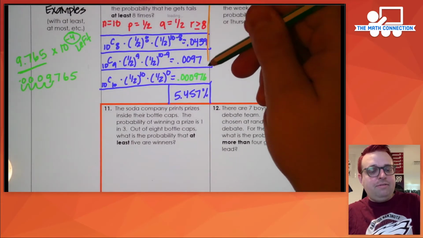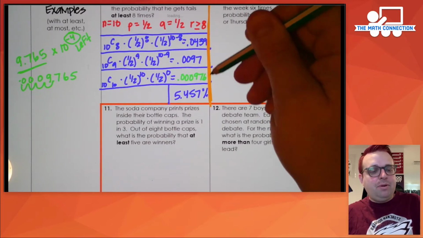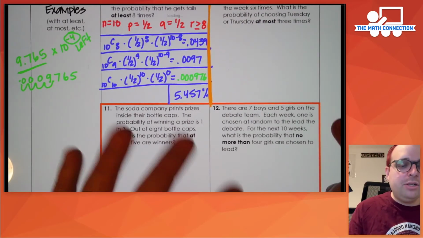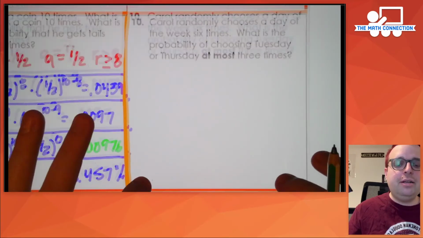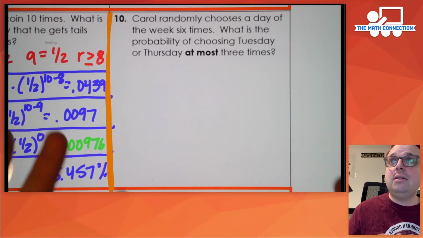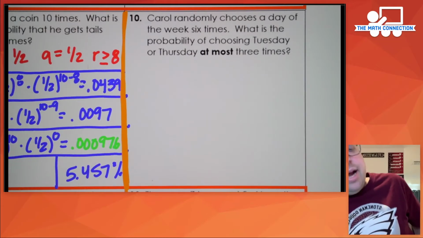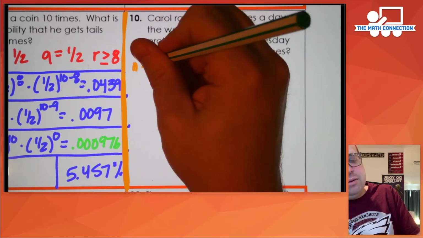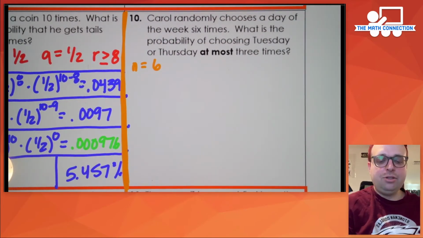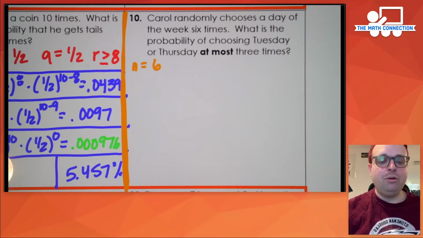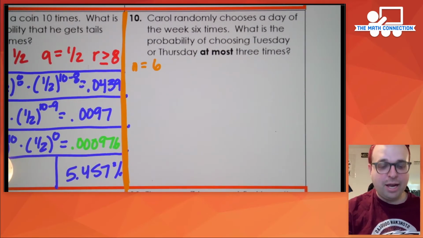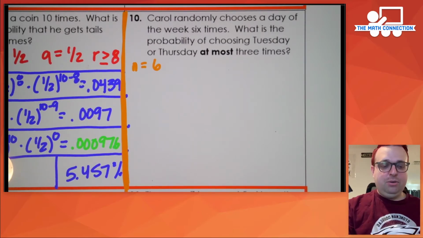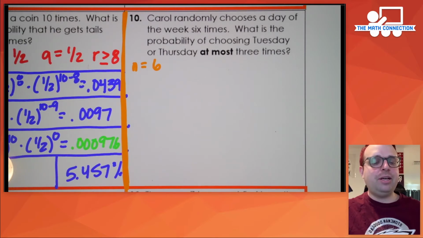Let's draw a little dividing line so we don't get all the math mixed up. We're looking only at question number 10, so I'm going to zoom in. Here's question 10. Carol randomly chooses a day of the week 6 times. So the number of trials Carol is doing is 6. She must be in quarantine because who would be bored enough to actually try this experiment? Well, Carol is. What is the probability of choosing Tuesday or Thursday at most 3 times?